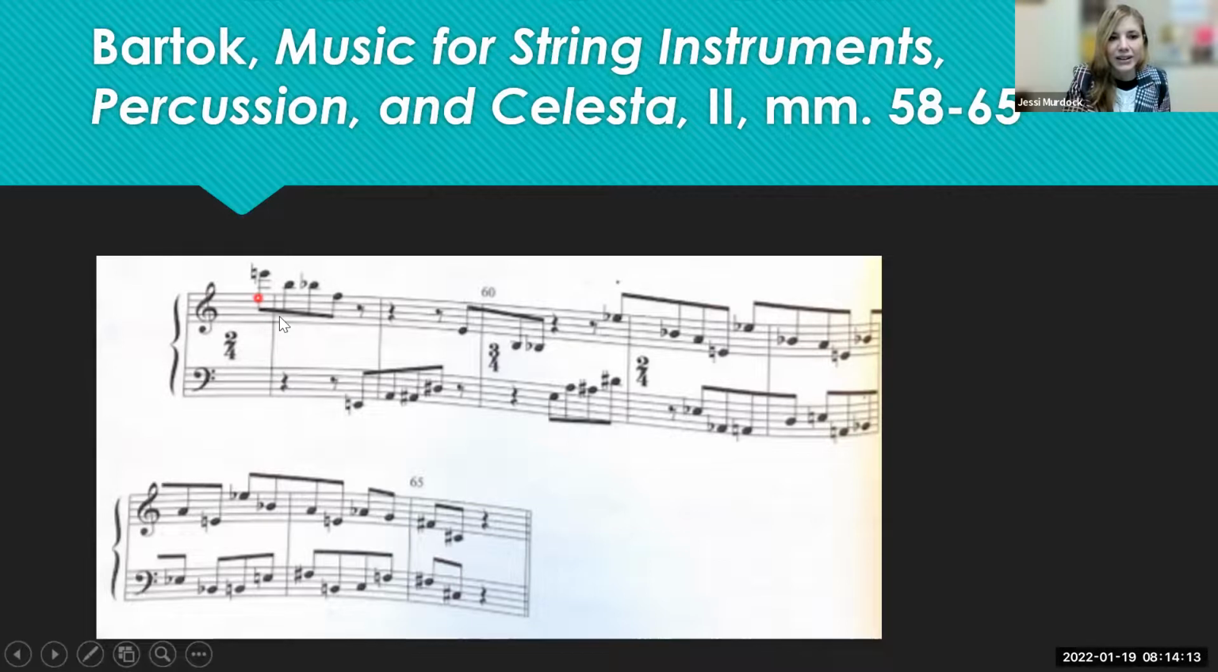Okay, so the top part is doing this at first, and then the other part down in the bass clef is doing, and it does, and then, anyway, so on and so forth. Okay, so take a minute to figure out what cell you think is happening.